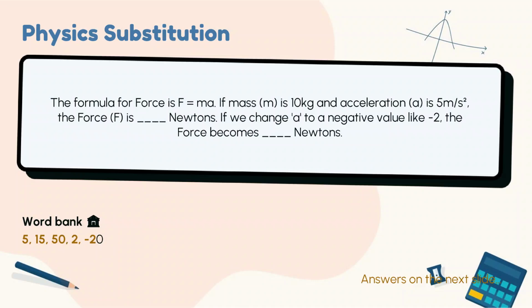Now, if acceleration changes to -2, we substitute -2 into the formula. F equals 10 times -2, which equals -20 newtons. Pause the video and check how those answers fit into the sentence.